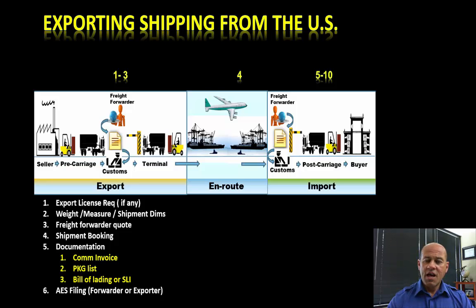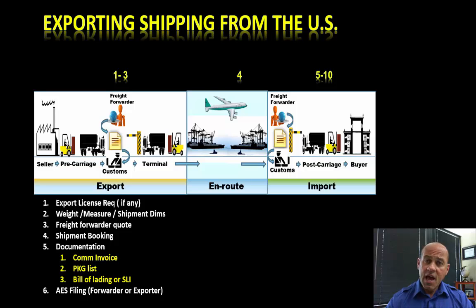Documentation. In any international transaction, at minimum, you'll have a commercial invoice, packing list, and bill of lading. But you may have a lot of other required documents, so it's important to check which of those documents you need. It's not uncommon to have wood packaging certificates, certificates of origin, certificates of free sale, so there's a lot of other documents that could be required.